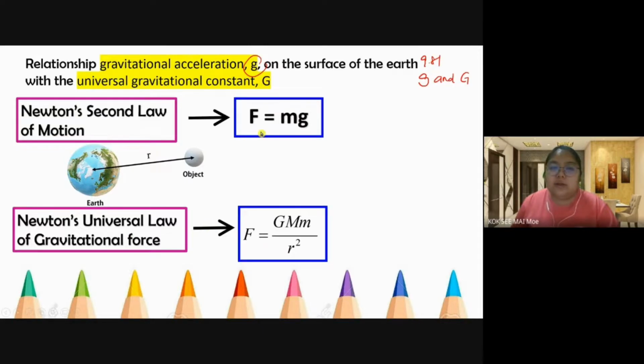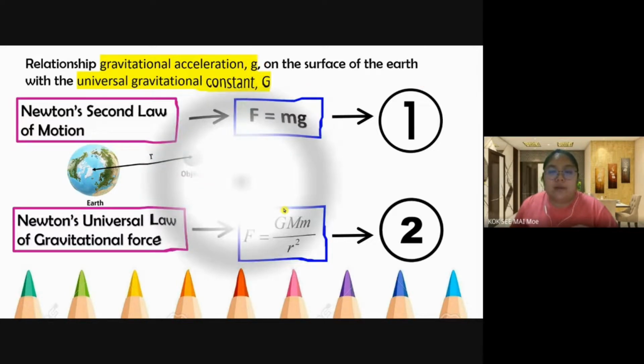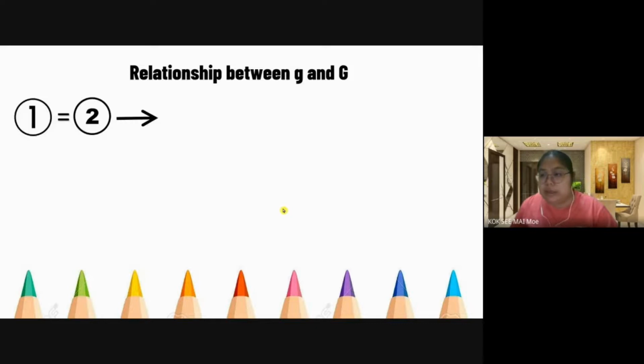Normally it's F equals ma, but for this situation we're using g, the gravitational acceleration, just like gravity. This one is before that, where we learned Newton's universal law. Now I want to combine these two formulas because both are talking about force. This one is equation 1, this one is equation 2. After that I put equation 1 and 2 equal.